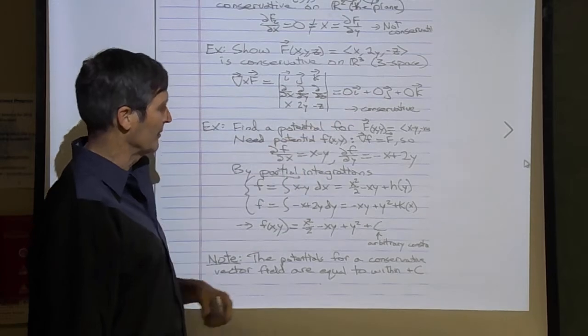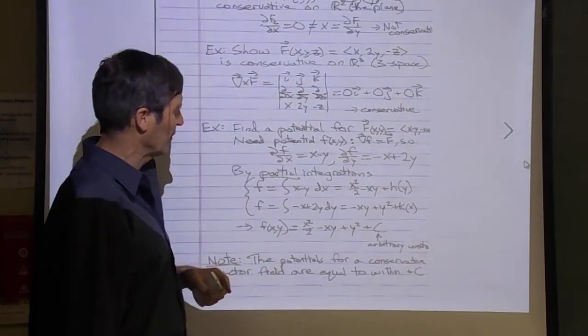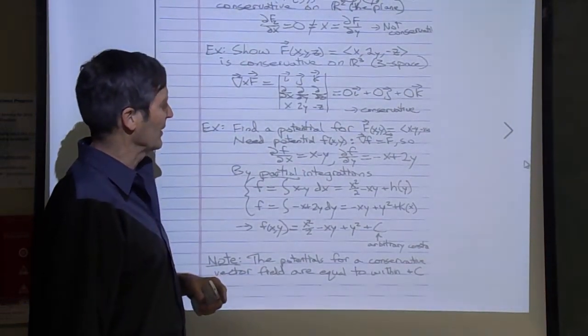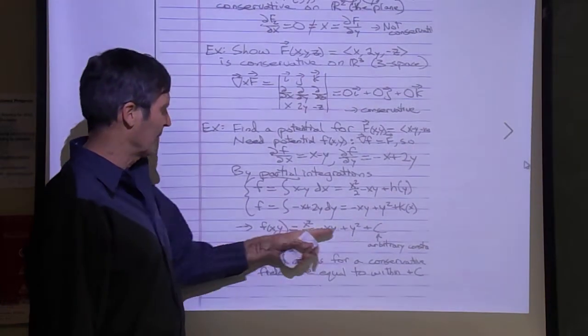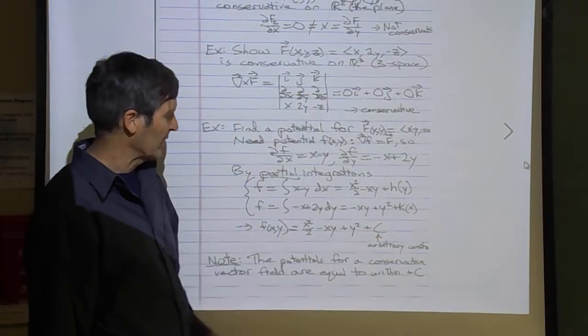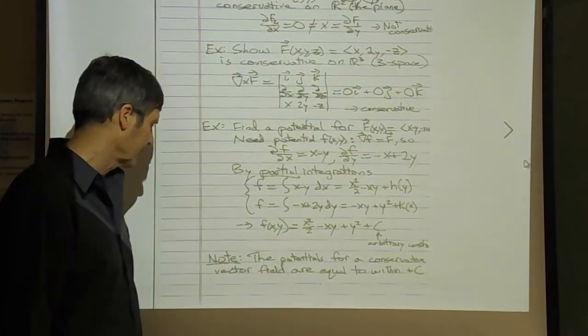Most vector valued functions you can't find a potential for. They're not conservative. But this one is, we found its potential. Here it is. And just for simplicity, most people choose C equals 0. That's the easiest thing to do.